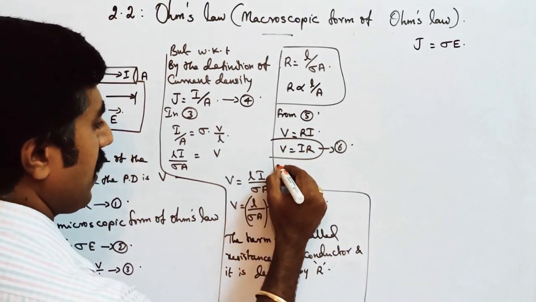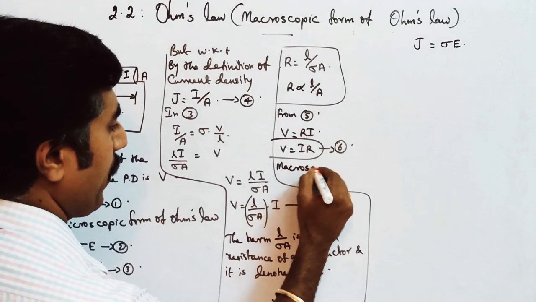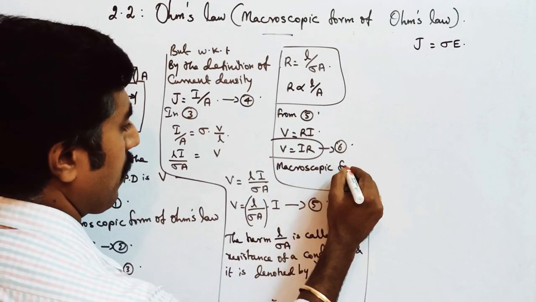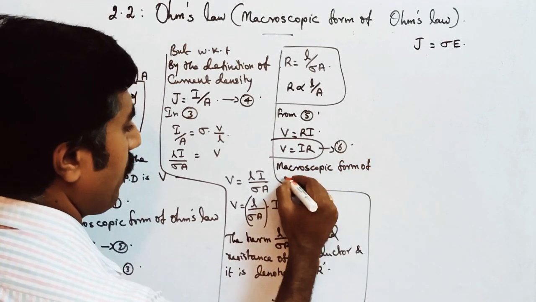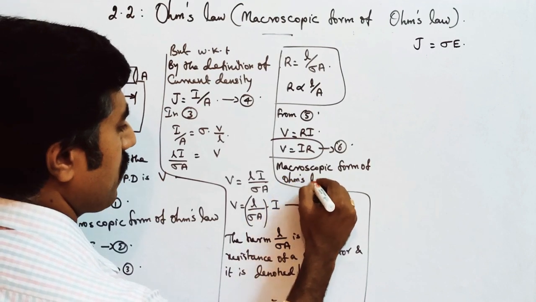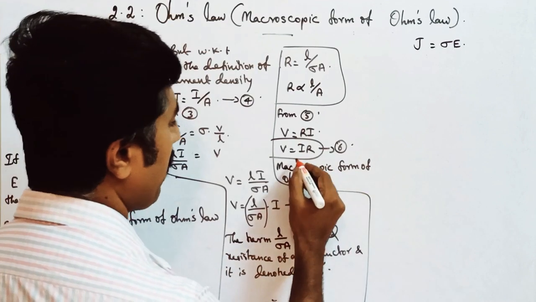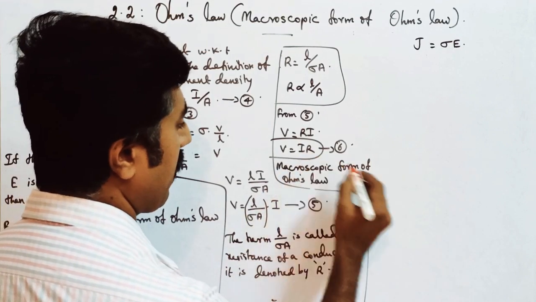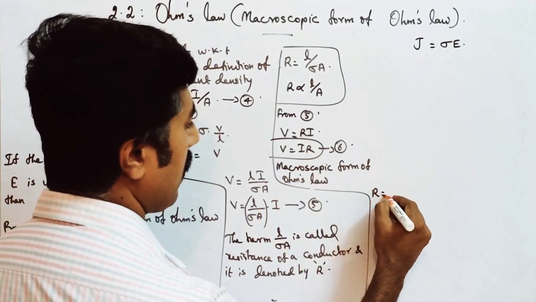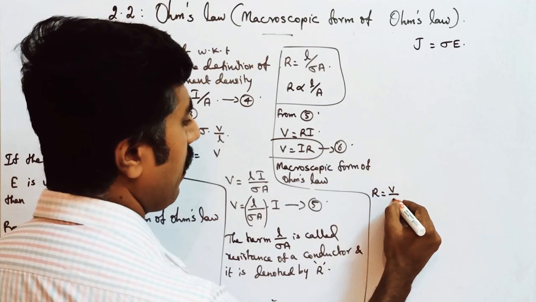So this is the macroscopic form of Ohm's law. Let us simplify this. V is equal to IR. From this, R is equal to V by I.